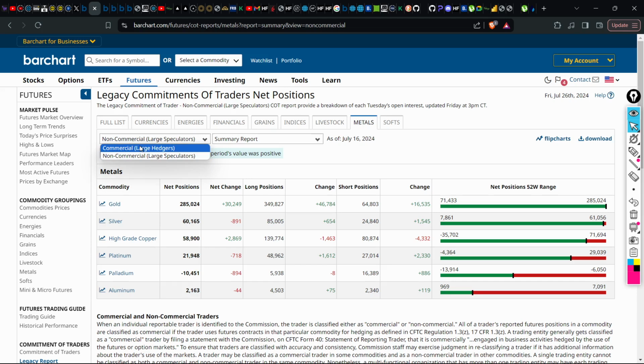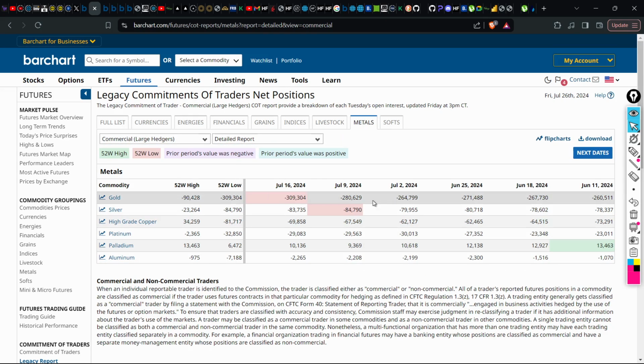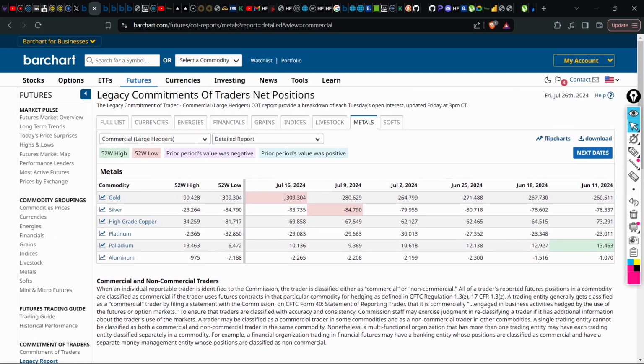If you look at now, let's look at the detailed report. This is where the positions are. This is where most of the positions are, and this is where the direction of the market will go to, because this is where most of the positions are. Now look at the CoT report.